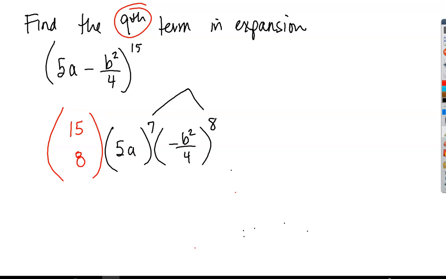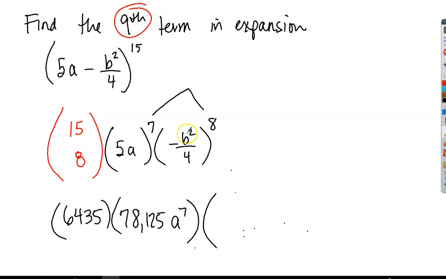So I have 15C8. These numbers do get big pretty quickly, but I have 6,435 here for my combination. Here I have to do 5 to the 7th, that's going to get pretty big, 78,125, a to the 7th. This one is going to be b to the 16th, and because it's a negative to an even power, it'll be positive. And then we have 4 to the 8th on the bottom, and that gives me 65,536. Okay, so let's finish it out.